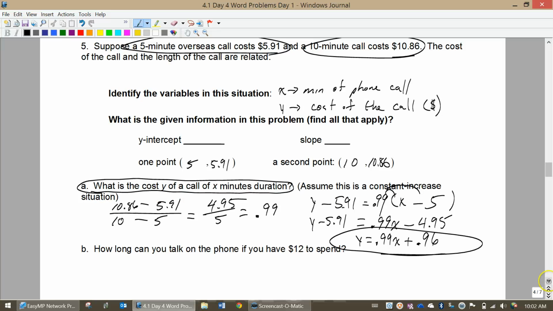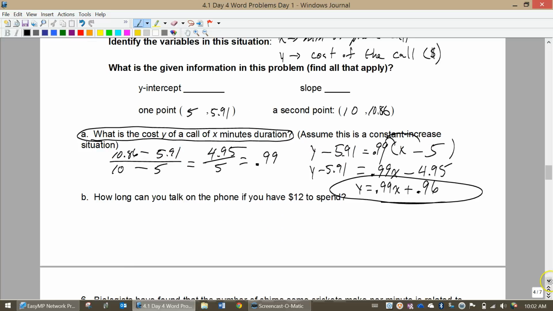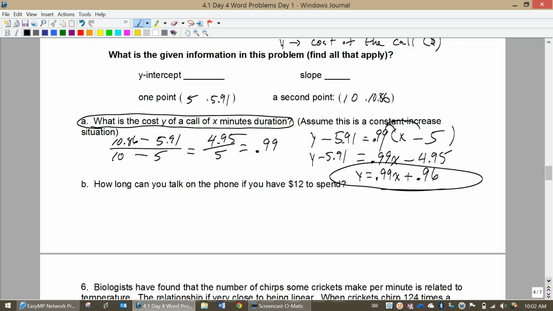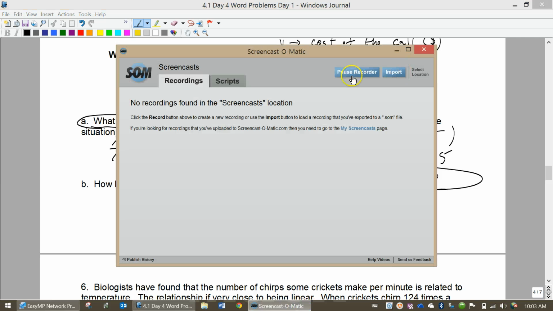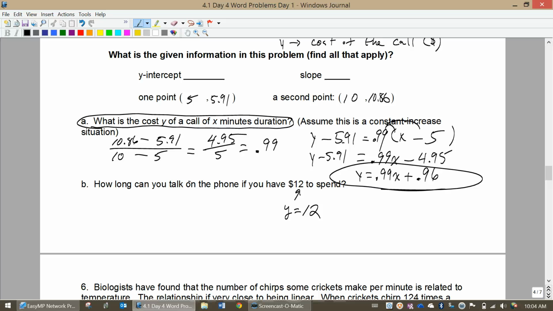After we do that, we look at our next problem and put it back into context. How long can you talk on the phone if you have $12 to spend? That is your cost, y. On B, we don't put anything in for x because x is minutes. We put something in for y because 12 is dollars and y was dollars. So you get 12 equals 0.99x plus 0.96, and you solve it.